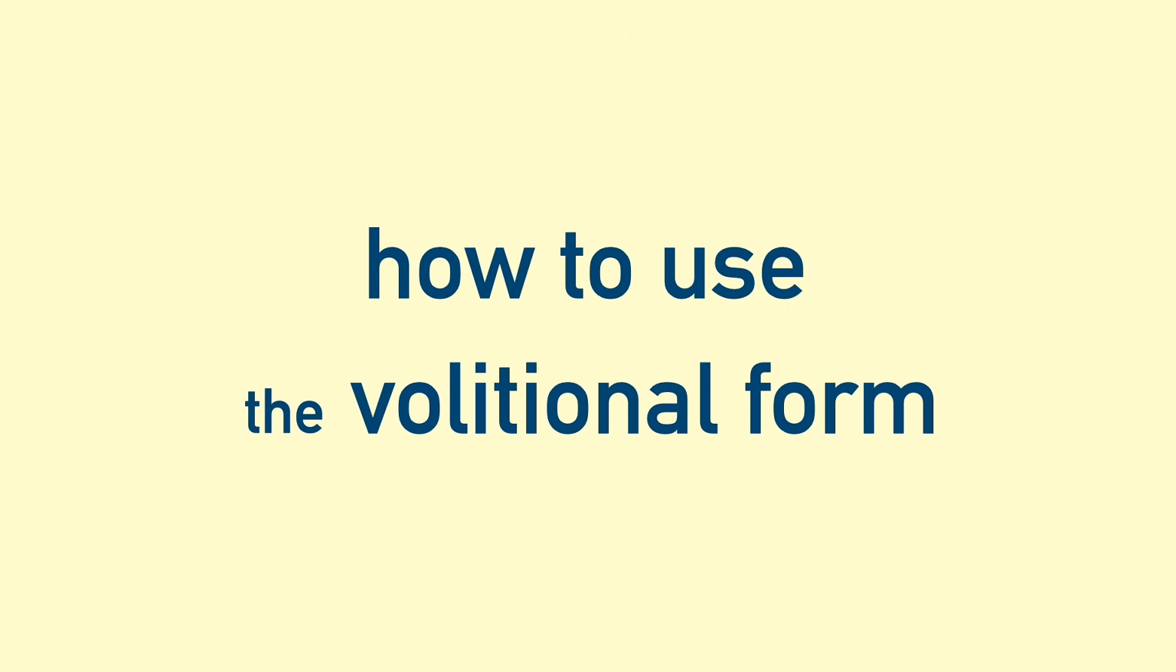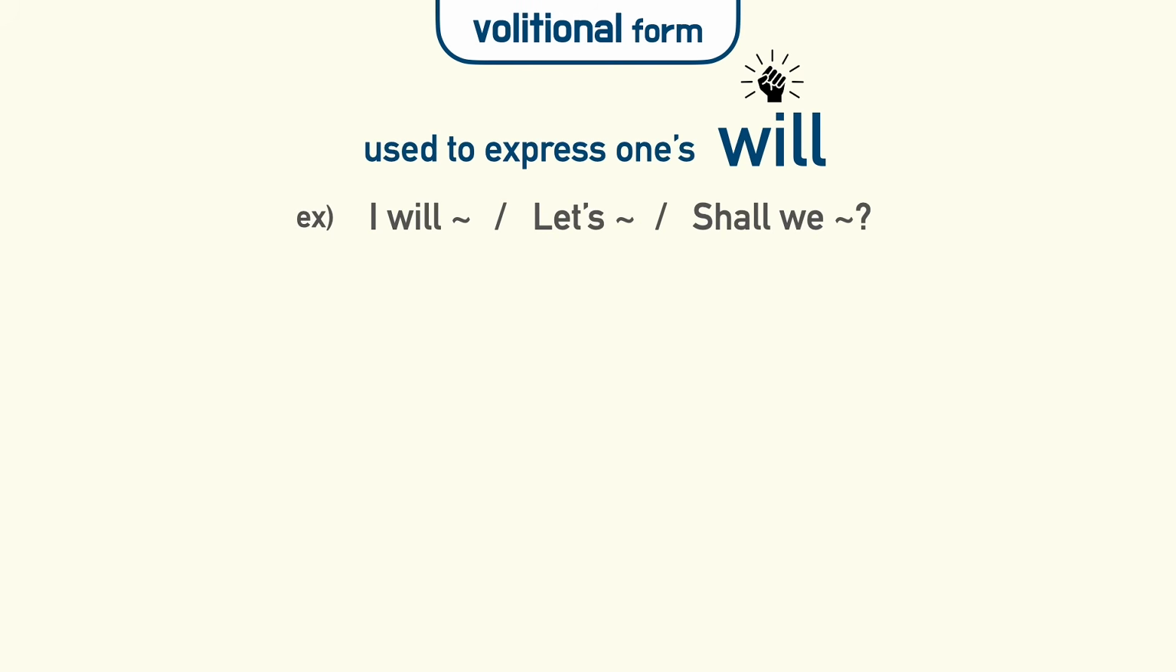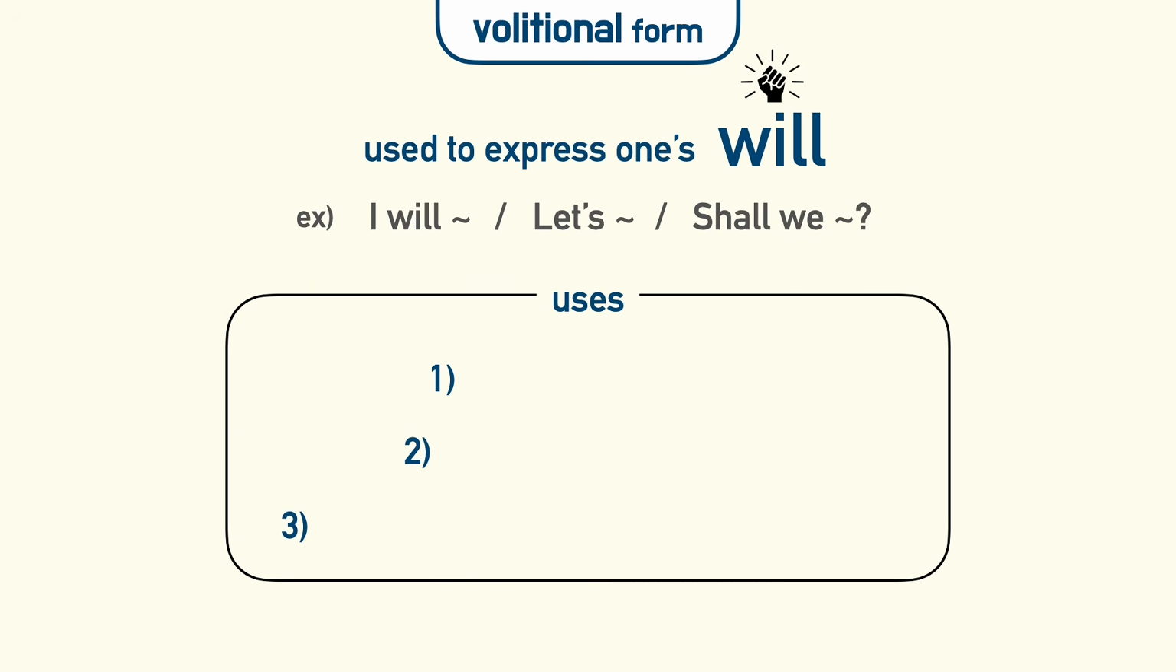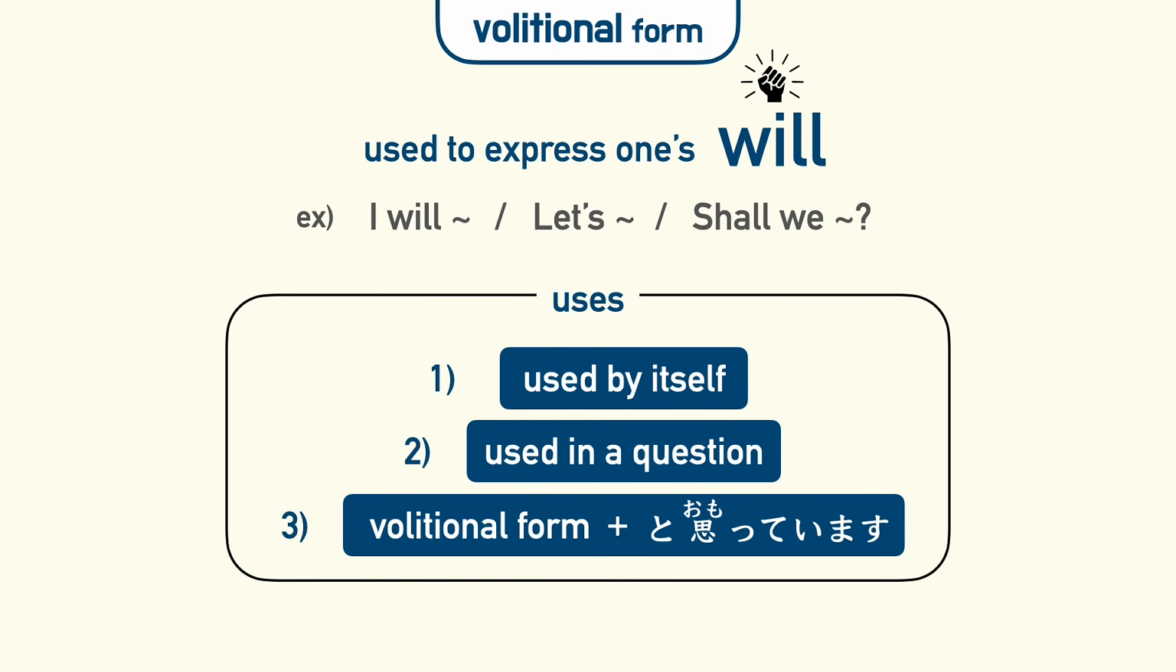How to use the volitional form. Now that we know how to make the form, let's learn how to use it in a sentence. I would like to explain the uses of the volitional form in 3 groups. When it's used by itself, when it's used in a question, and when it's used with と思っています.